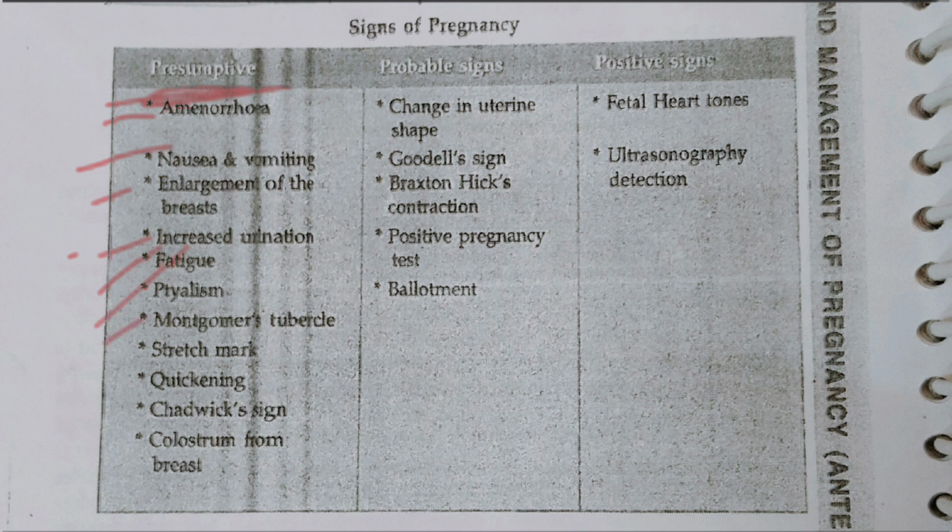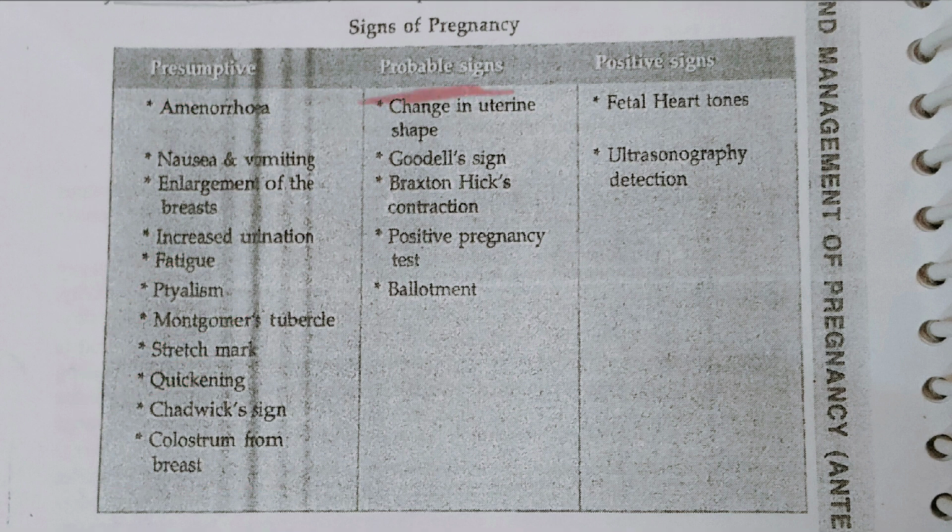Montgomery tubercles, growth, stretch marks, quickening. Okay, quickening is nothing but sudden fetal activity. If you place your hand on the womb in the second trimester, then you can feel this quickening. That is nothing but the fetal movement can be felt. Next, Chadwick sign. What is Chadwick sign? If you see the diagnosis of pregnancy, you will come to know what is Chadwick sign. That is nothing but the discoloration around the vagina. Colostrum from breast. Colostrum formation can also be seen here.